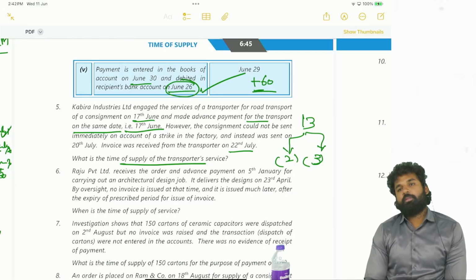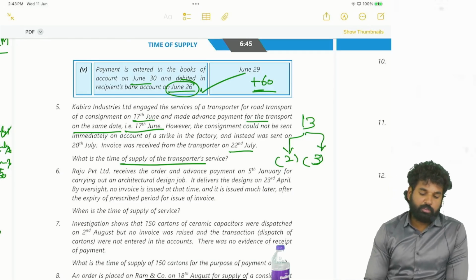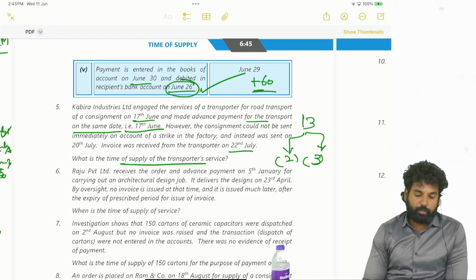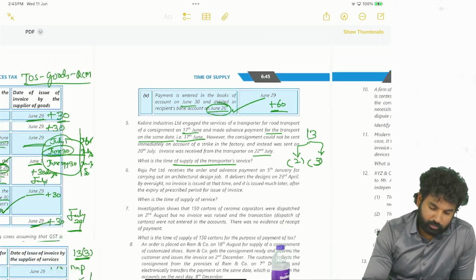Two dates will come. Advance one. Advance received on 17th June. For part payment of advance, 17th June will be the time of supply. For the remaining payment, the date of payment or 22nd plus 61 days.